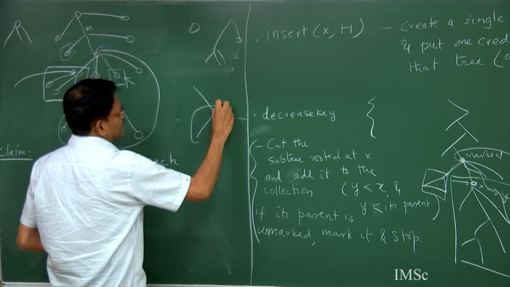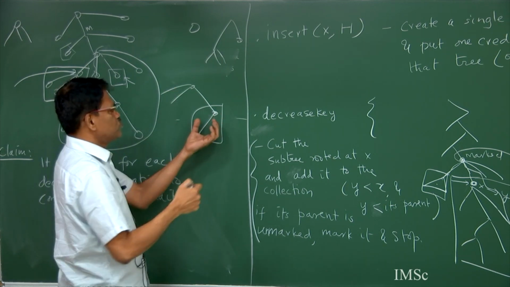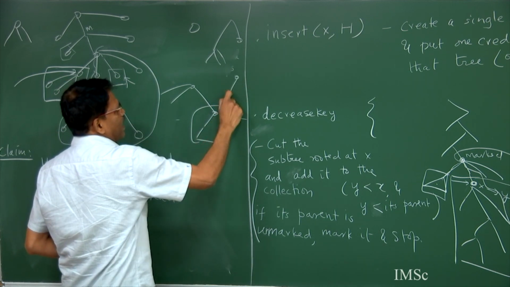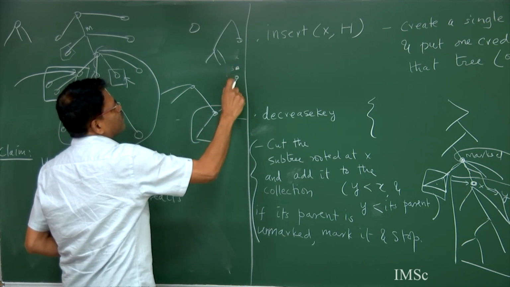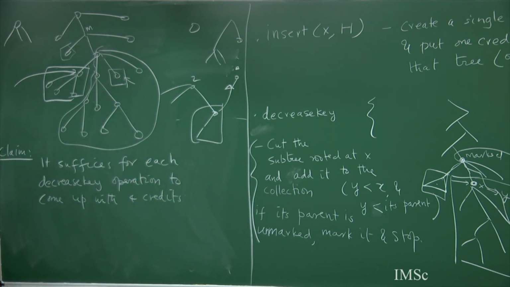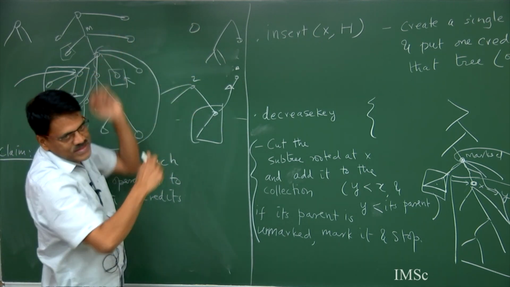This guy is cut, and so I use 1 unit to pay for the cutting of this operation. And this thing has become a root, so I put 1 credit there, and there is 2, so I'm going to put 2 on the parent. Okay. Now the next cut comes. If the next cut happens somewhere else, it doesn't matter, it's the same thing, right?